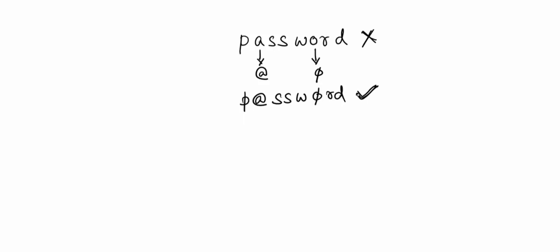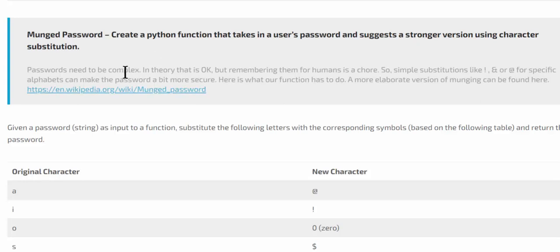Now, what is the challenge here? The challenge here is to create a function that takes in the password as a string and applies this transformation. So it substitutes the character A with the @ sign. I'm sorry, I must have been calling this symbol an ampersand. So this is "at", as in what you have in your email. And I for the exclamation character, O for 0, and S for $.